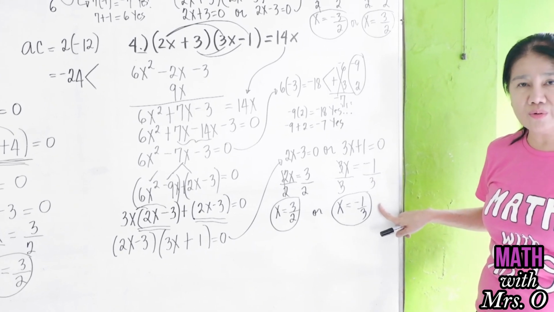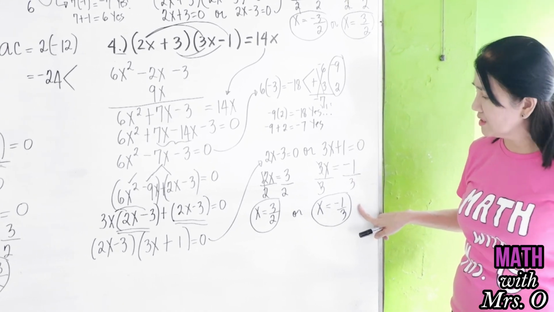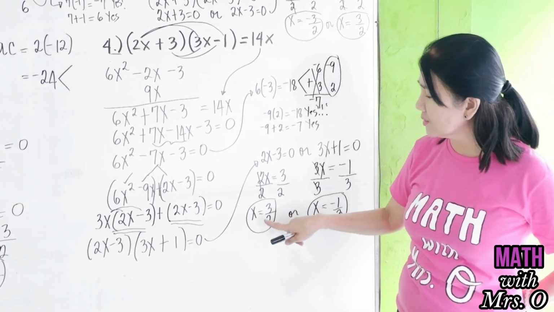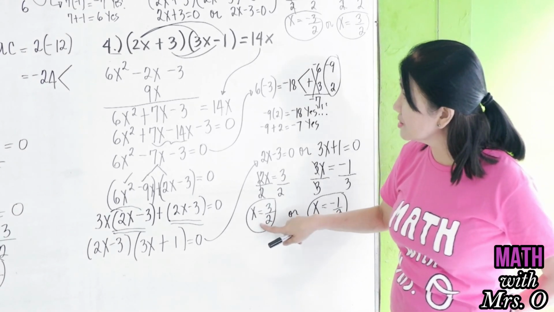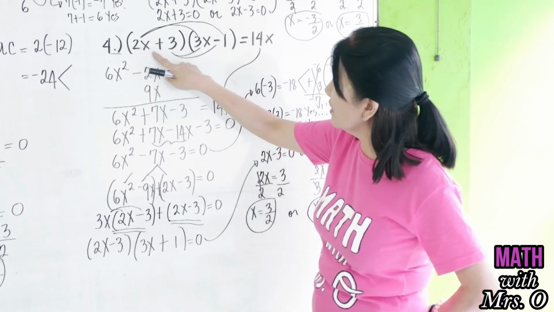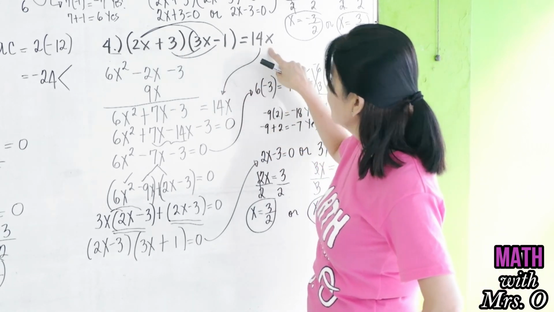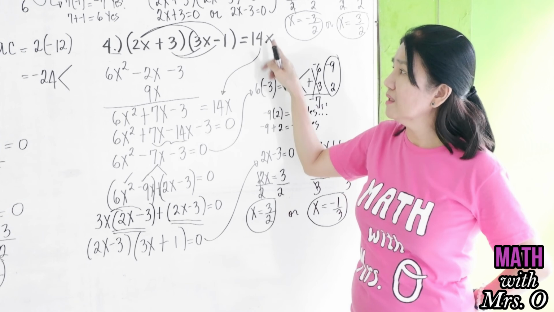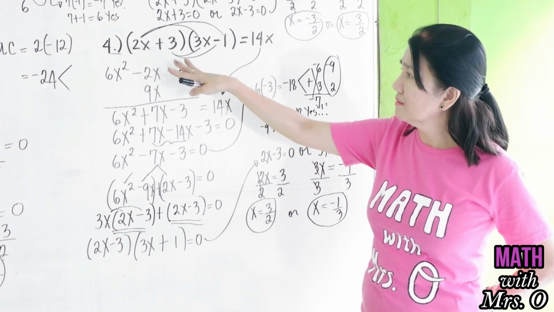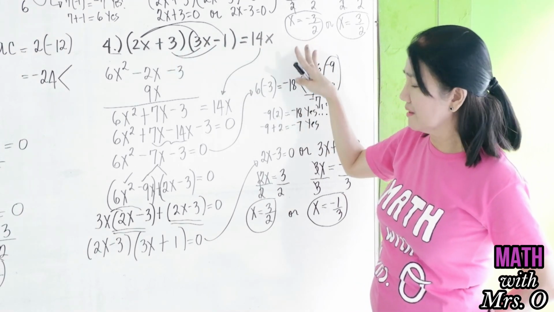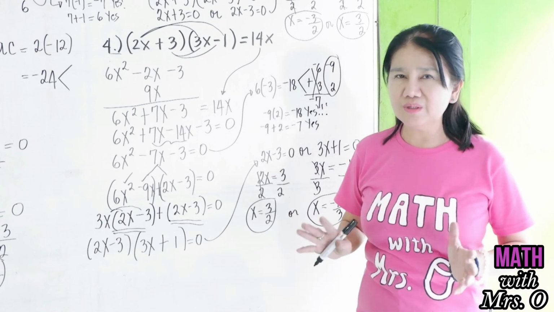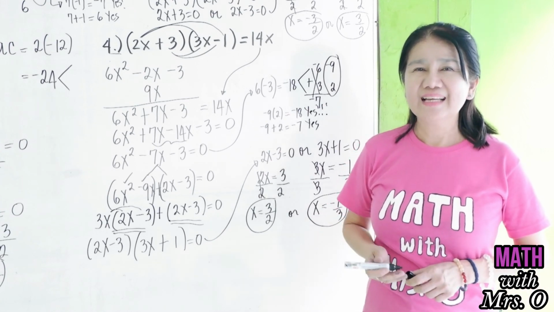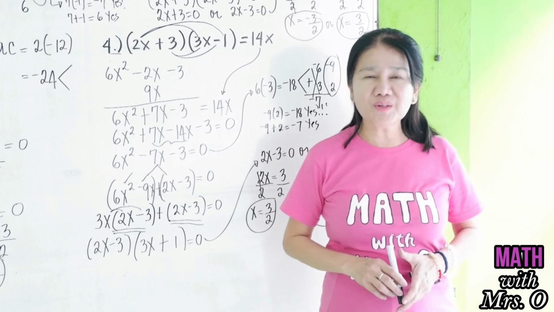Would you like to know if your answers are correct? Very simple. All you have to do is to substitute these values in the original equation, and if the left side will be equal to the right side, then your answers are correct. You can do it mentally. I hope I was able to help you.